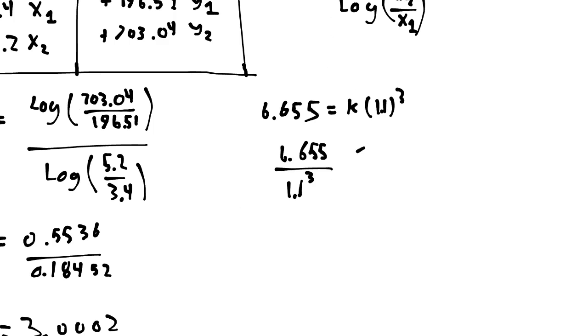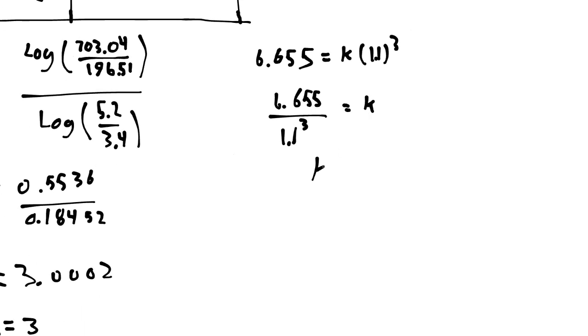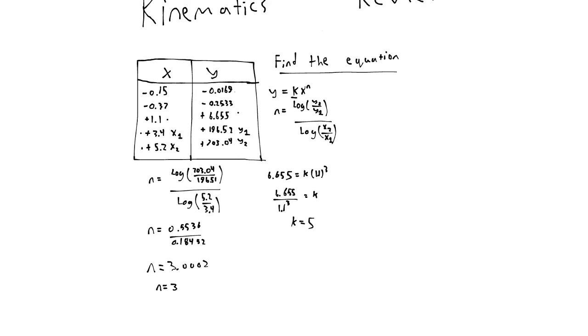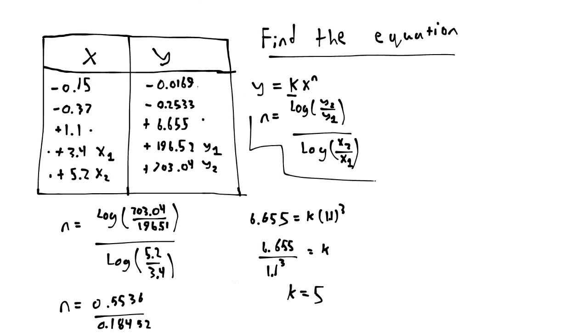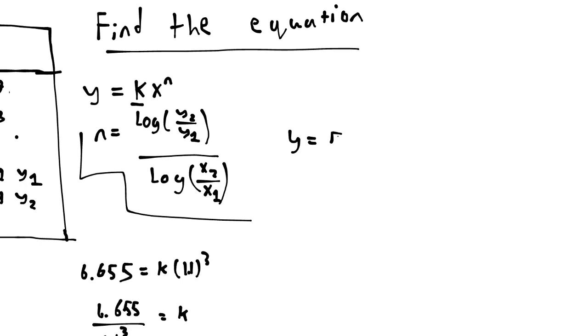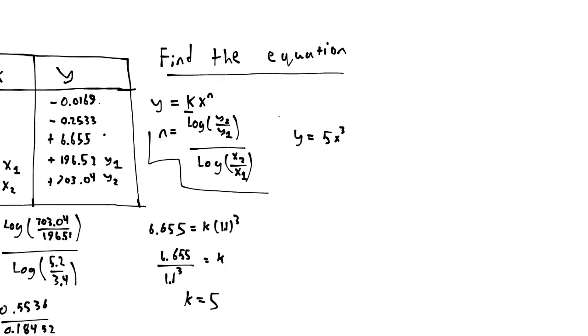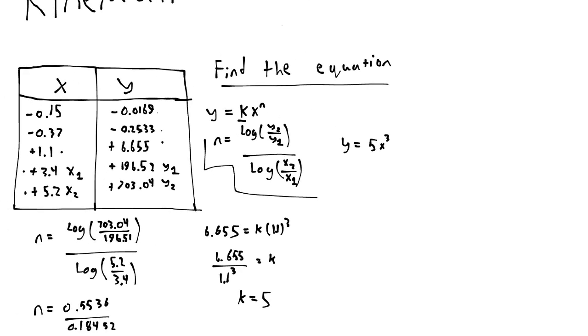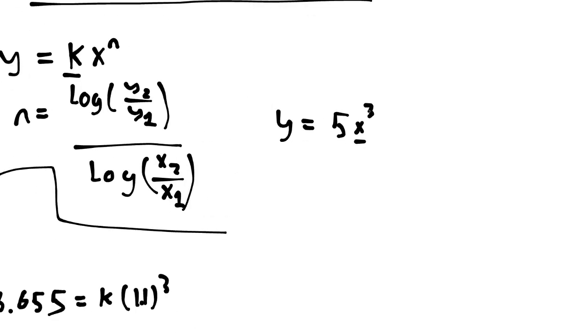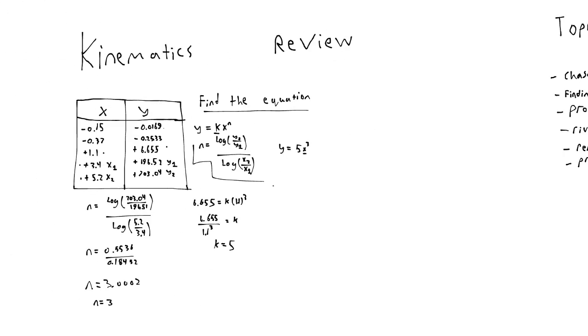So this equals k, and then k equals 5. Okay, so now, actually, sorry, let's put this all together. So y equals 5x to the power of 3. So that's the equation. And if it was to ask what's the value at like 4.5 or something, then obviously you just replace x with 4.5 and then solve, right?